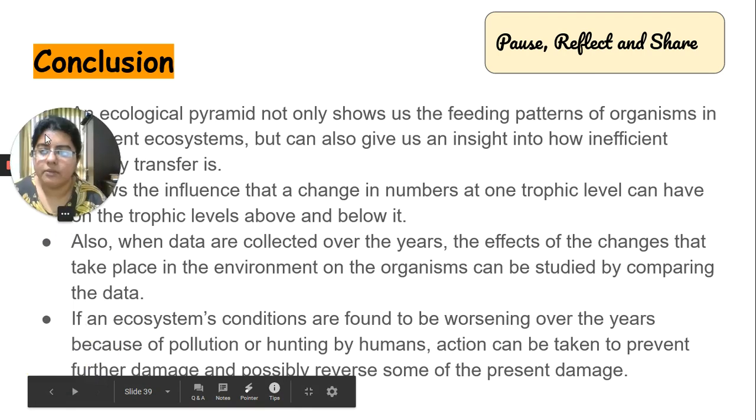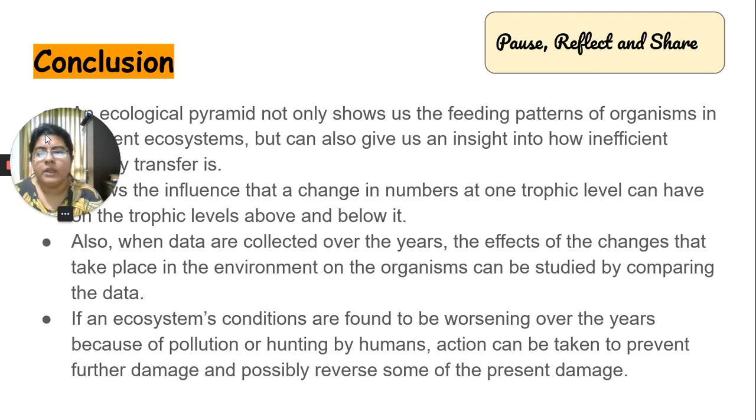The last point is important for us as humans to understand. If an ecosystem's conditions are found to be worsening over the years because of pollution or hunting, these are certain human activities which interrupt natural ecosystems, then actions can be taken to prevent further damage and possibly reverse some of the present damage. Reverse means bring the ecosystem back to its natural form, which is very, very difficult.